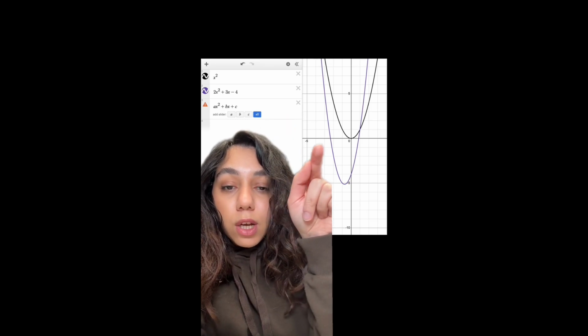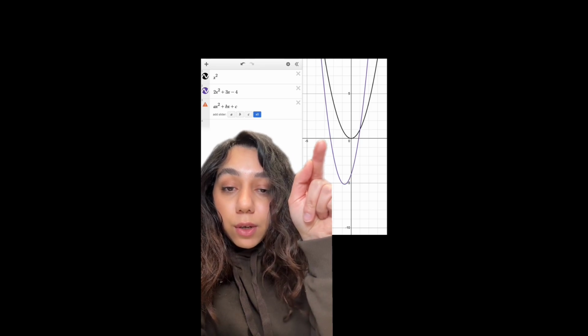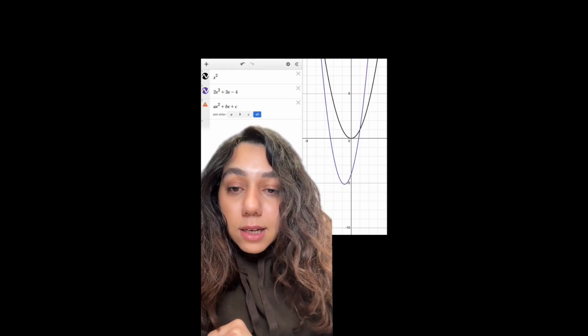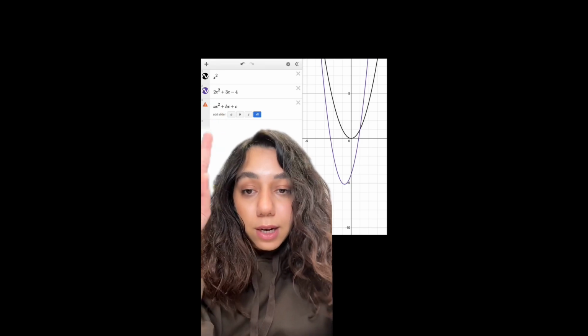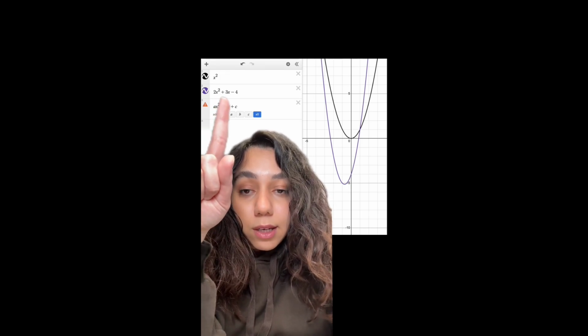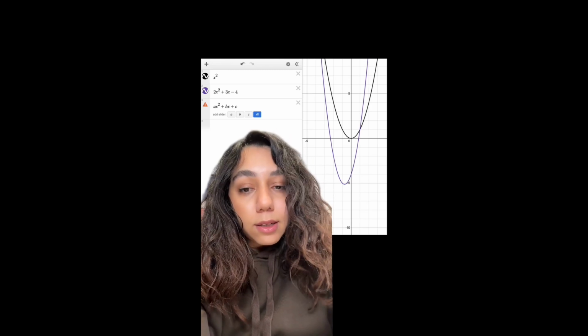X-intercepts are those points where your function, when your graph passes through the x-axis, or basically the zeros of your function. So for finding out your x-intercept, you just have to equate this with 0 and solve it. How? We'll talk about that.